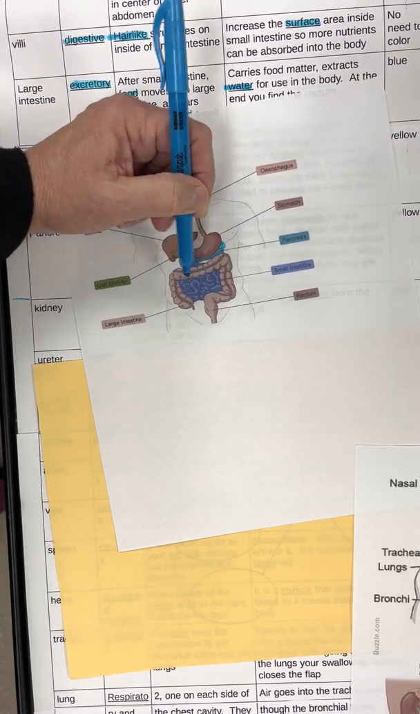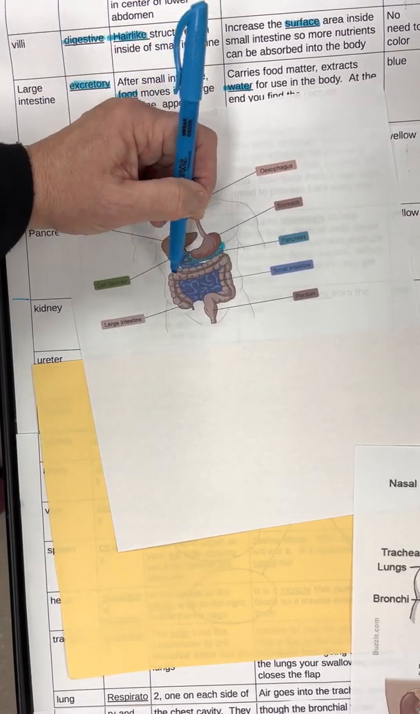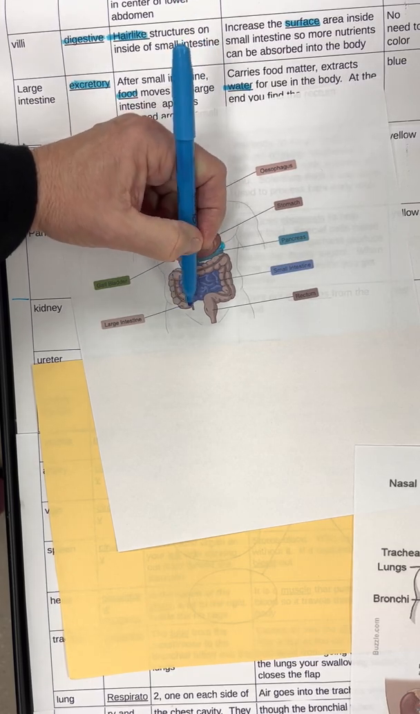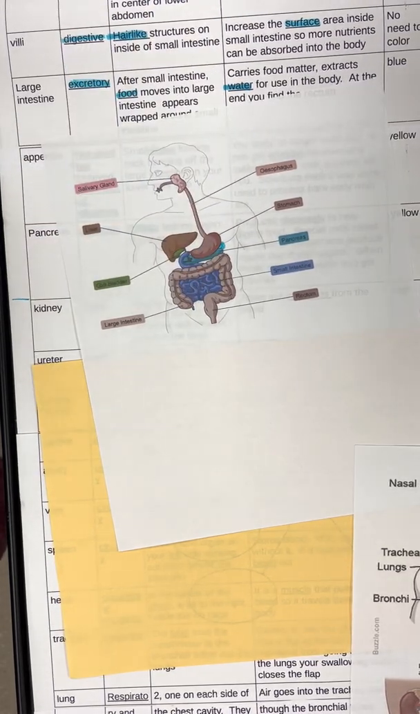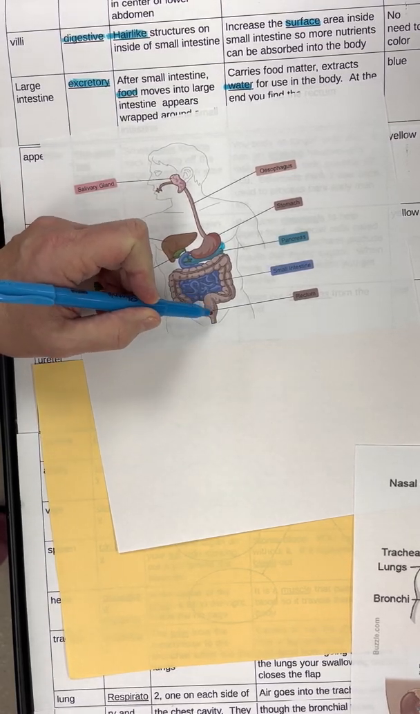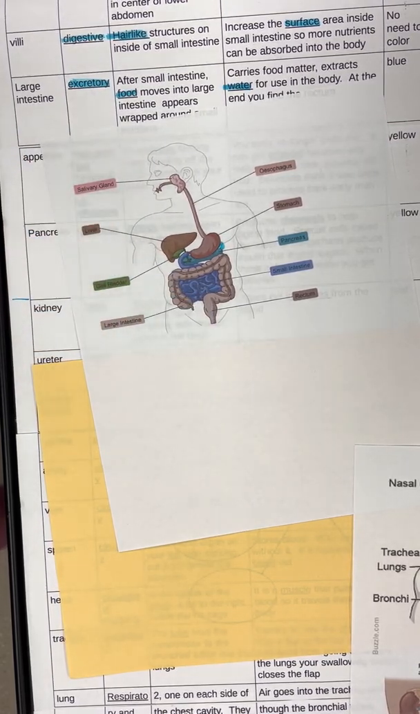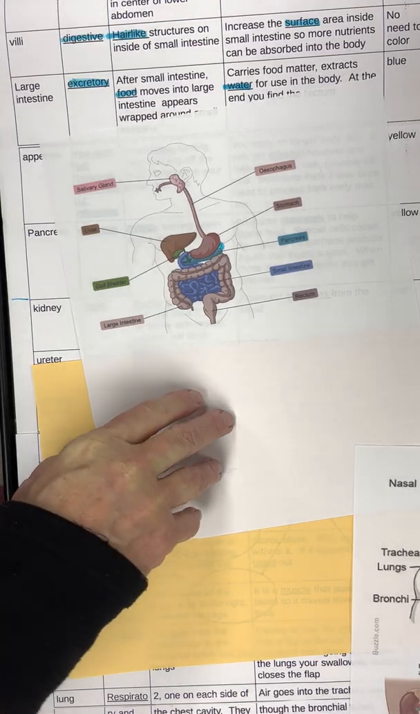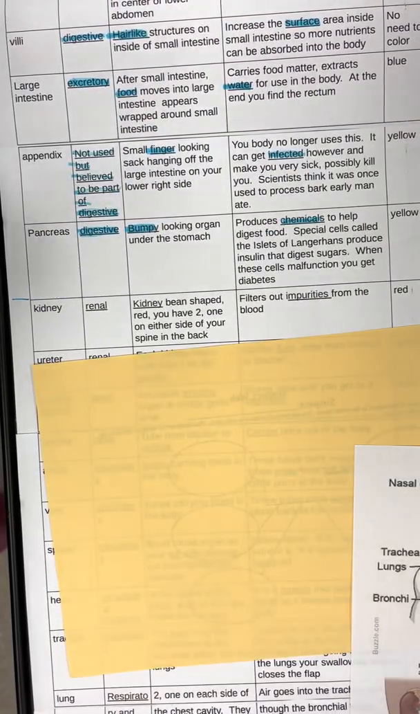Small intestine, the large intestine, and that little finger-like thing is the appendix. And then down here is the end where the rectum is. So hopefully that helps you on that. We're going to move on.